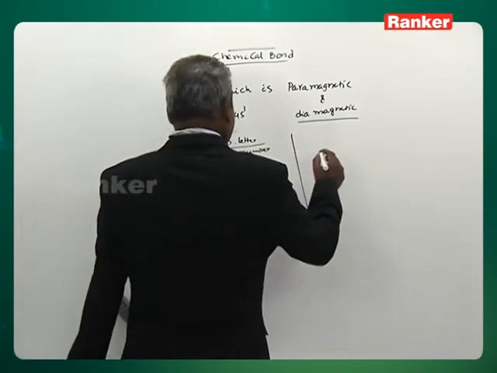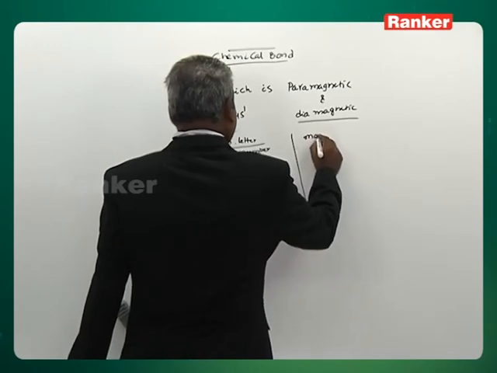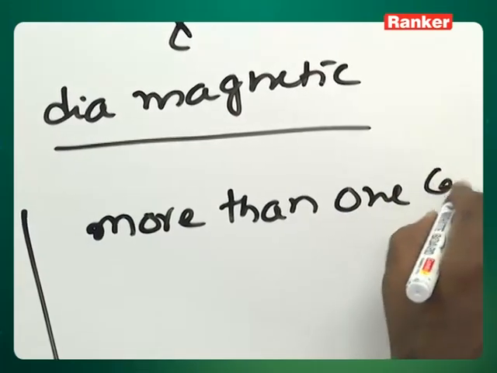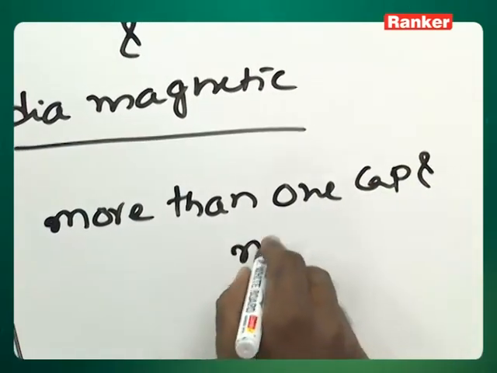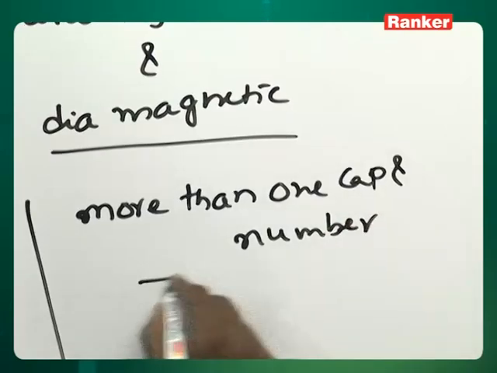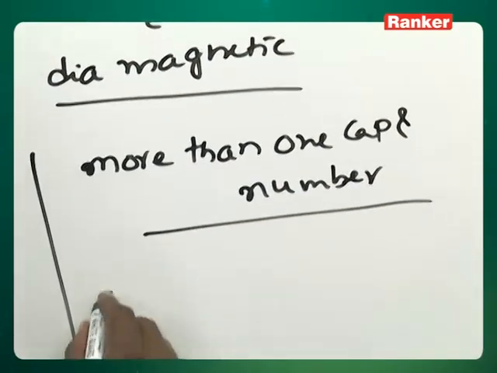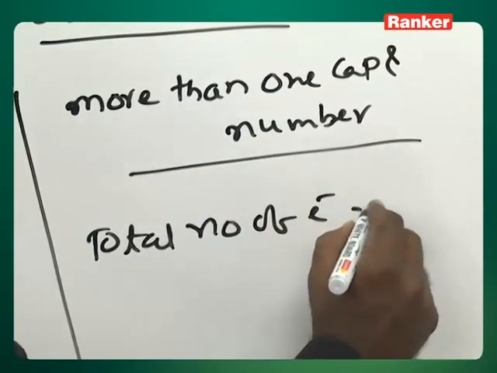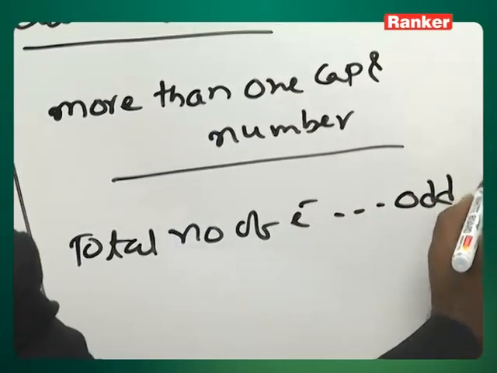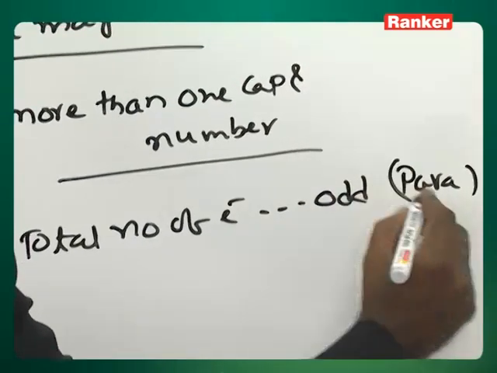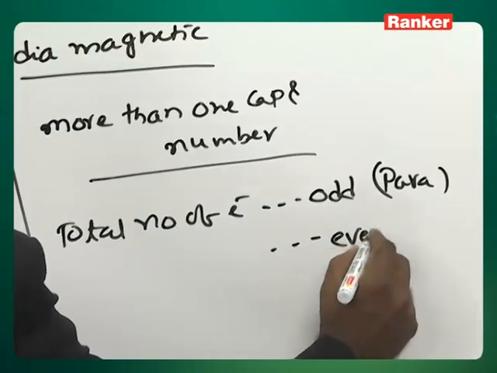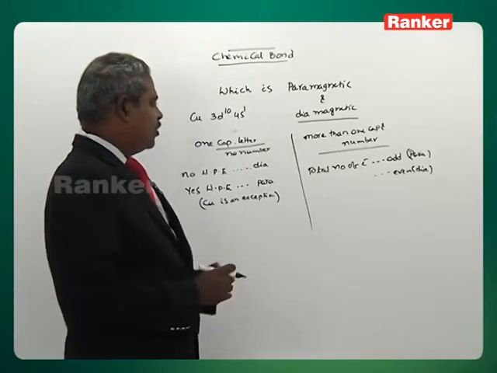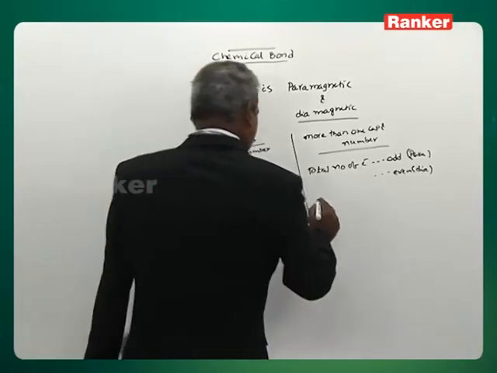And this is for more than one capital letter, in which you have more than one capital letter and a number. Total number of electrons, you count the total number of electrons. Odd number, it is paramagnetic. Even, it is dia. Total number of electrons, odd, para, even, dia.